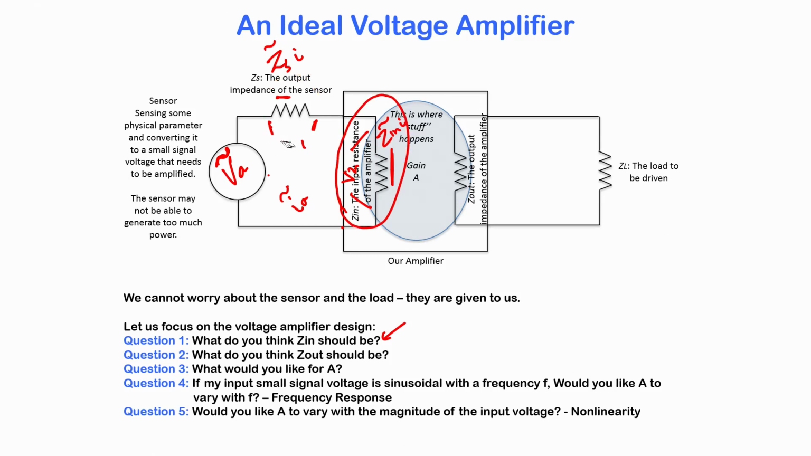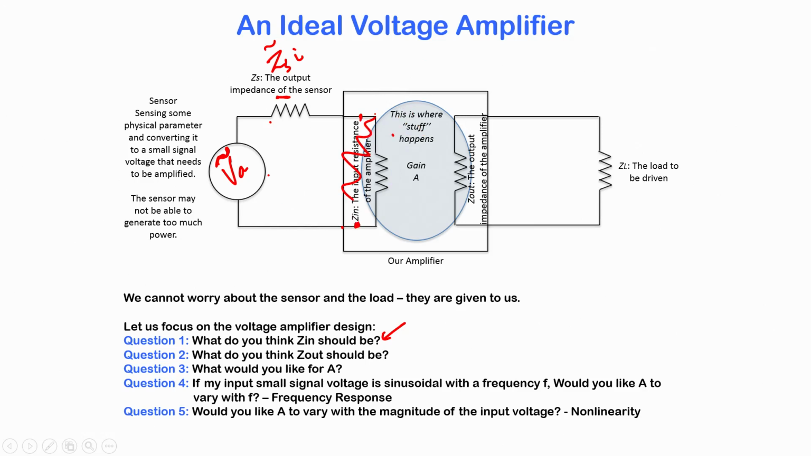So, in order to do that, we want to make Zin as high as possible. Theoretically we would like it to be infinite. If it is infinite, there is no current in this path, and the complete voltage drops across the amplifier.